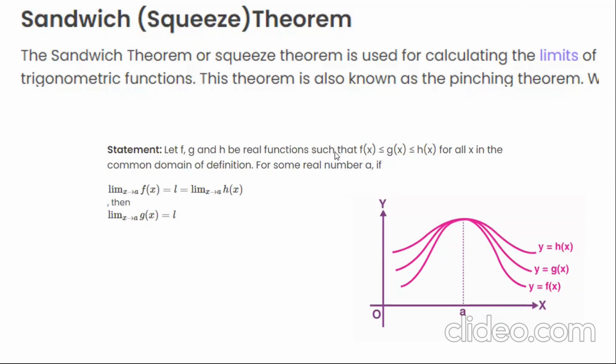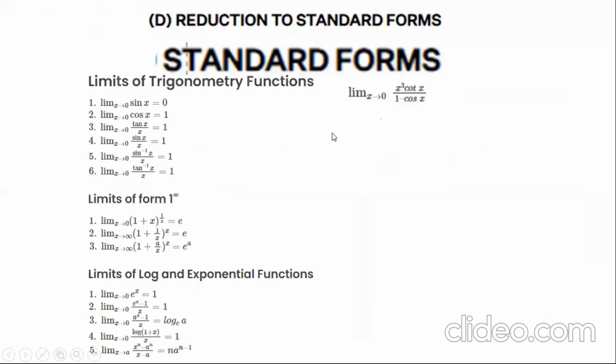I am not proving this, I just gave a statement. That's all. Okay, now let us observe. Basing on this, we are going to observe the standard forms of trigonometric functions. In the case of limits, what are those standard forms? I am not proving, I am just giving.